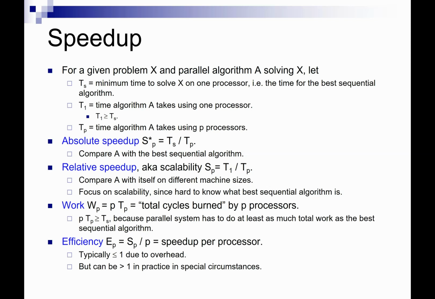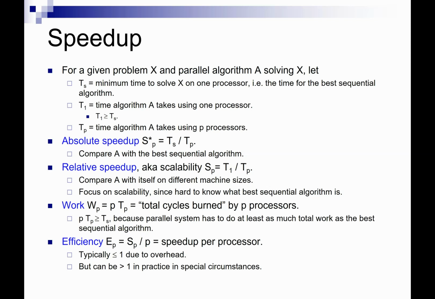And lastly, we have this expression for efficiency. Efficiency is going to be defined as the speed up divided by P. And usually this is going to be a number less than 1.